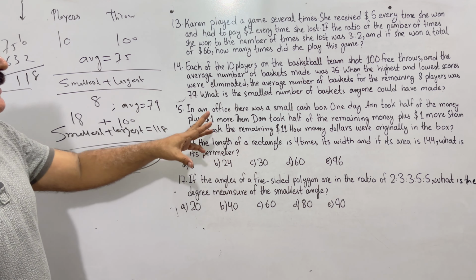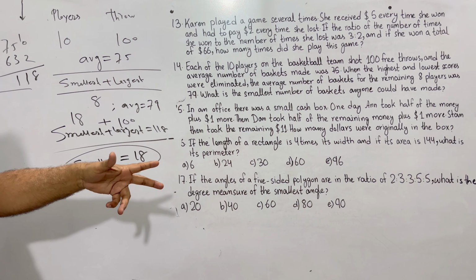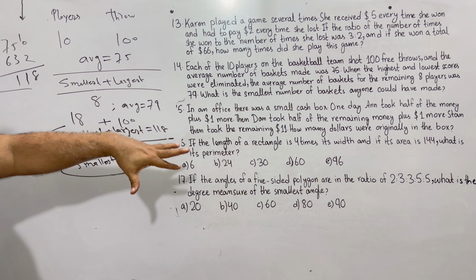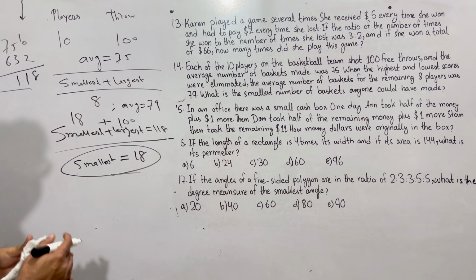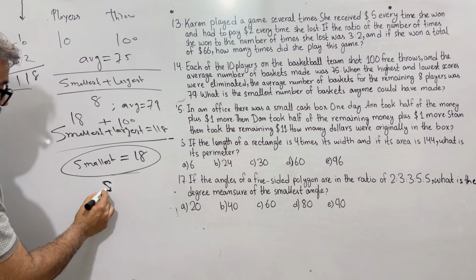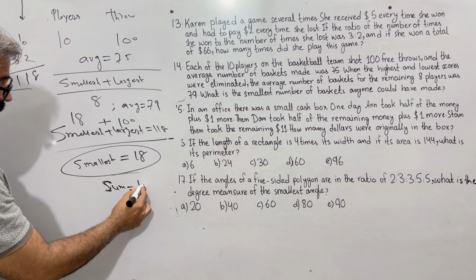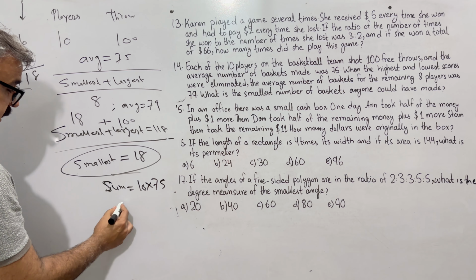We have given 10 players, 100 free throws for each. Their average given was 75. The sum we can easily find: the sum is given by the number of players times their average. It will become 750.